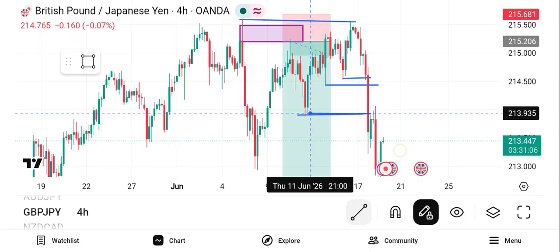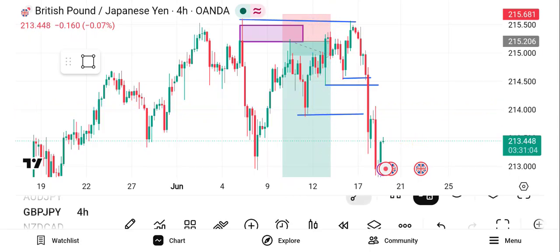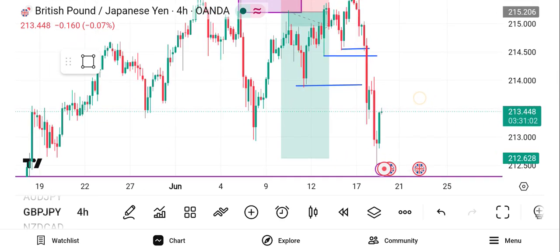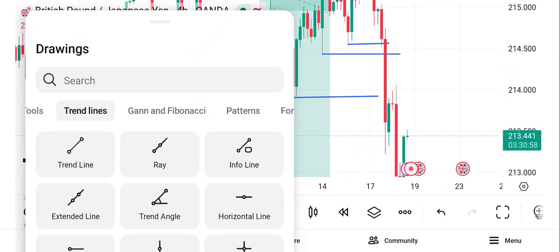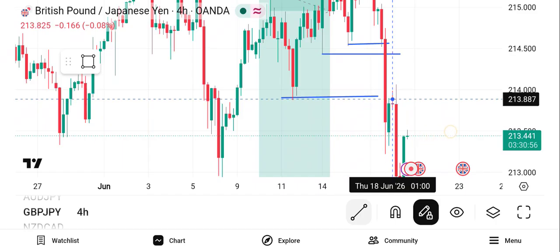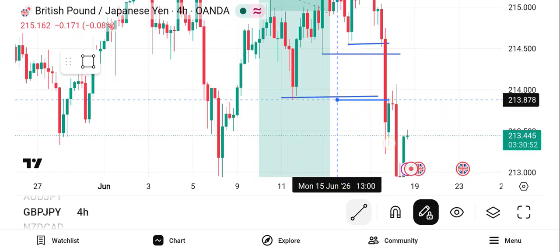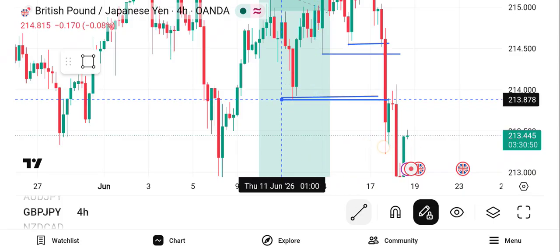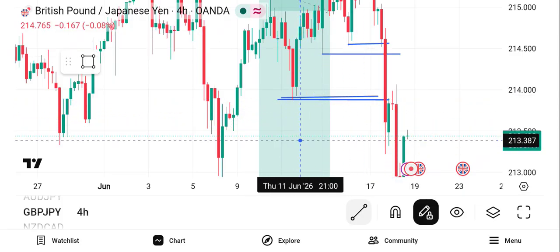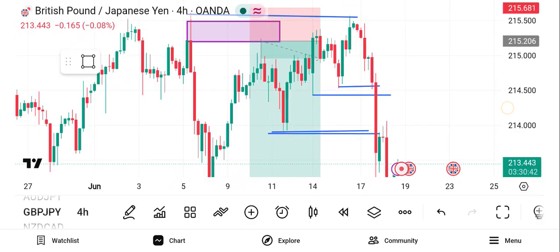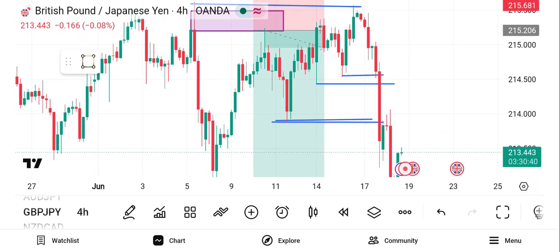Let me zoom in. This is the inducement. This is the inducement. And then the nearest point of interest: since there is no other block here, we look up, and there is no other block there.